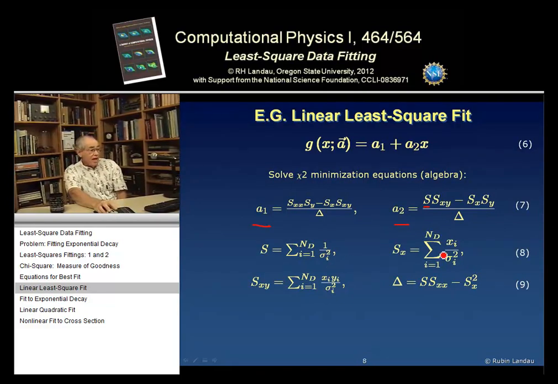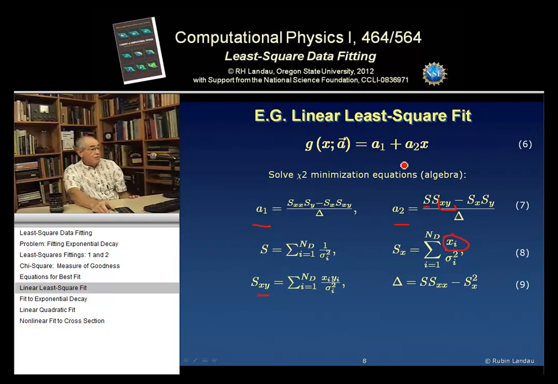S sub x occurs right here. S sub x, you sum over all the x values. In this case, it would be like the time divided by the error squared, all the data points. S sub y, we just sum over the y values. Then we have a double index here, xy, and you're just summing over the product of the x values and the y values. These are the measured values divided by the error squared. And delta is just this combination which occurs. So this is just a handy form to compute.